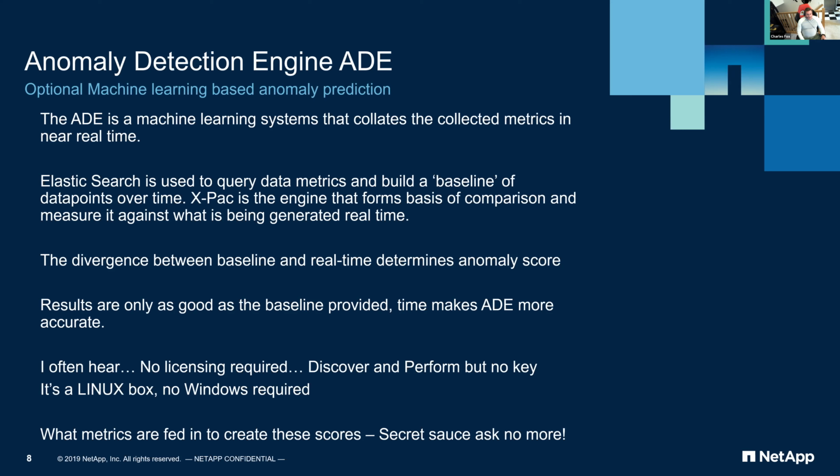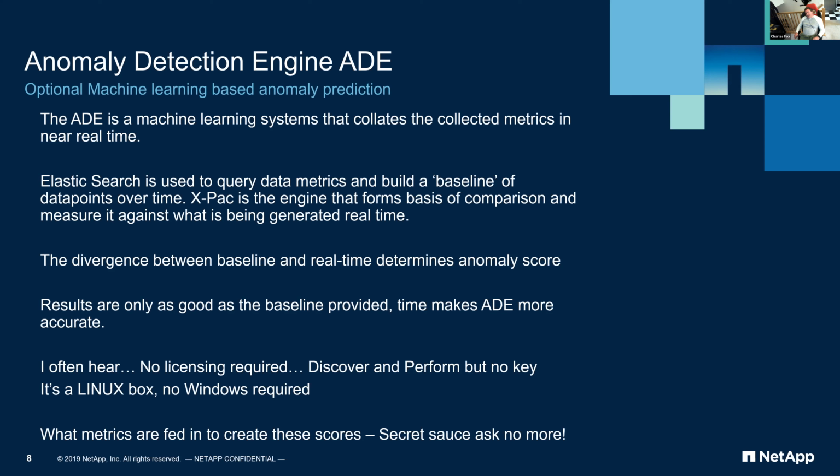And I often hear, hey, this is free. There's no licensing required. That's true to the extent that it does not have a separate license key associated with it. However, you do have to have the Discover and Perform modules installed, but there's no key that you load like you do for the other components. So it's not that no licensing is required. It's just that if you have the appropriate licensing, it's not an extra cost to deploy this. And this is specifically a Linux box, so there's no cost for the OS as well.